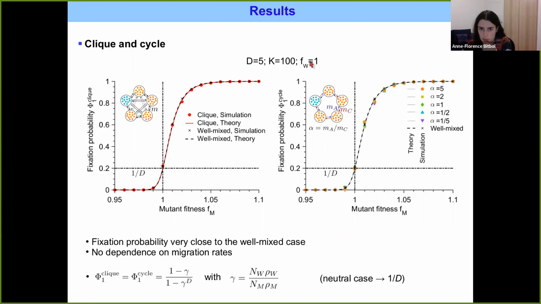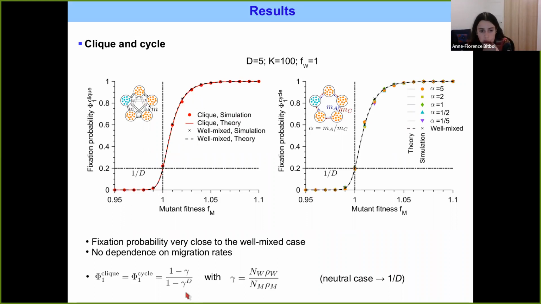And here the wild type fitness is equal to 1, which means that if mutant fitness is above 1, we have this beneficial mutant that is fitter than the wild type. If it's smaller than 1, we have a deleterious mutant. And we are making the comparison between this clique and a well-mixed system of the same total size. As you can see here, the results are not very exciting. We find that the clique is behaving almost exactly similarly to the well-mixed system. So in a way, here, structure has no impact.